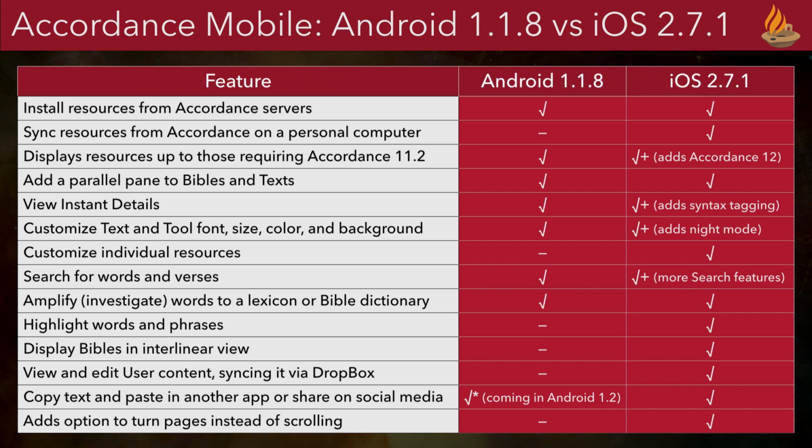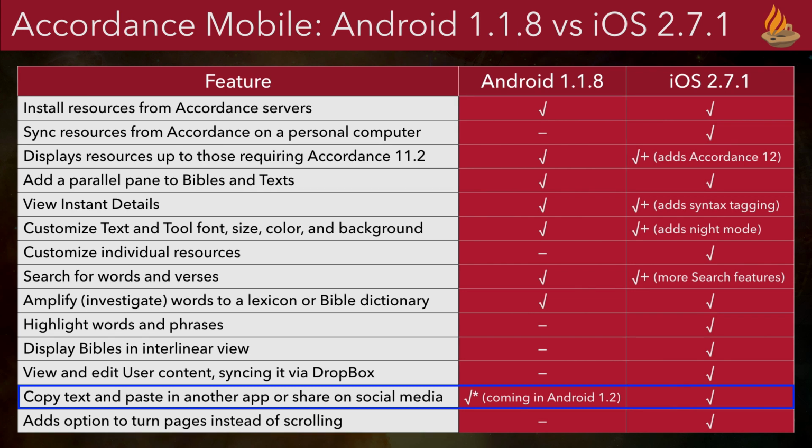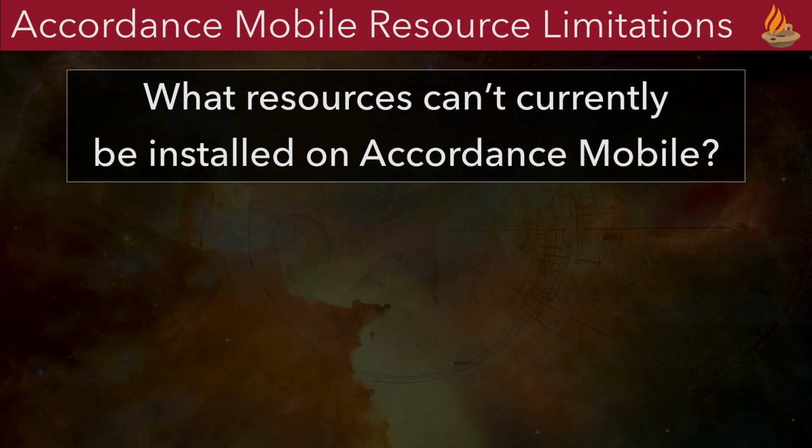Android users, never fear, we're already working on adding more features. For example, copying and pasting text will be available in Android 1.2, which we expect to release very soon. What resources can't be installed on Accordance Mobile? Accordance Mobile, both iOS and Android versions, allows us to use almost all of our purchased resources on our portable devices.